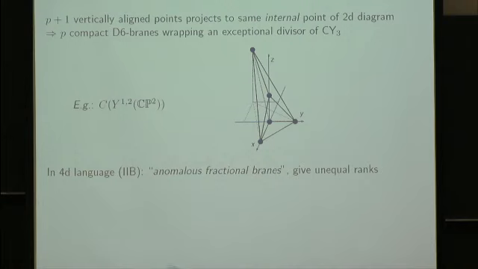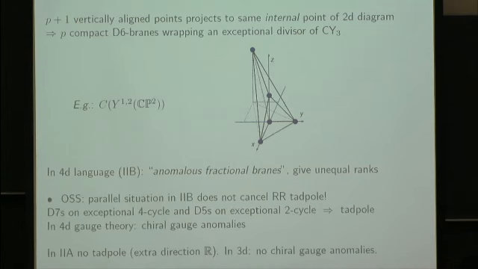Now, using the four-dimensional language that we have if we consider D3 branes at a Calabi-Yau 3 singularity, these kinds of branes, which are wrapping a compact divisor, are called anomalous fractional branes. And they give rise to unequal ranks in the quiver. Now, why are they called anomalous fractional branes? Well, because if we try to do the same in type 2B, so we have a Calabi-Yau 3, we put D3 branes instead of D2, and we try to get a four-dimensional theory, again we could try to wrap D7 branes in that case on the four-cycle, or more generally also D5 branes on the two-cycle.